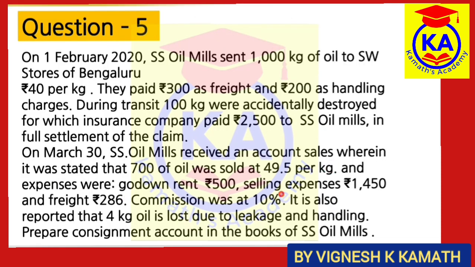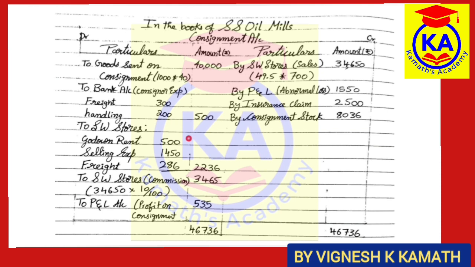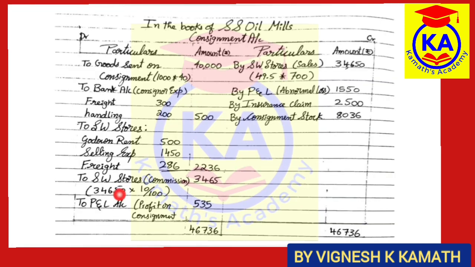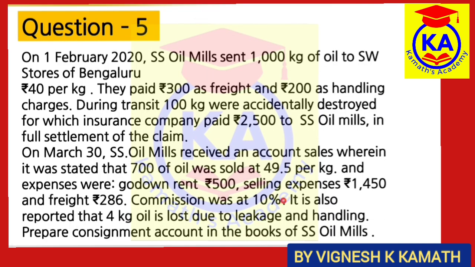So what are the consignee expenses? It's here. Godown rent 500, selling expenses 1450, freight charges 286. Total it and write in the amount column. Now we have to charge commission at 10%, right? On what do you have to charge? It's given that 10% is to be charged on normal sale, on whatever sales have been done by the consignee. That is the ordinary commission, right?